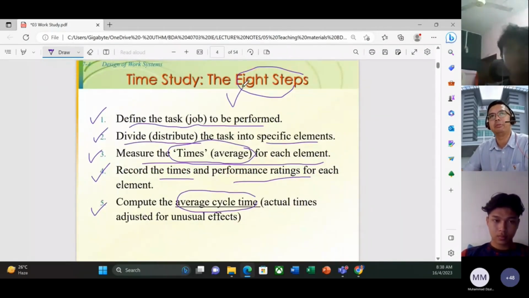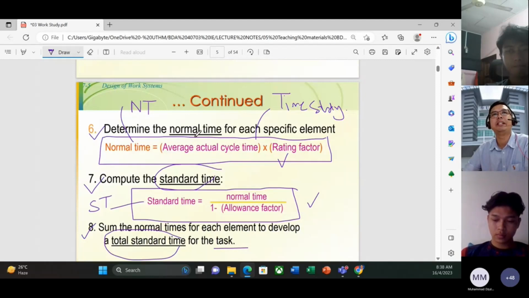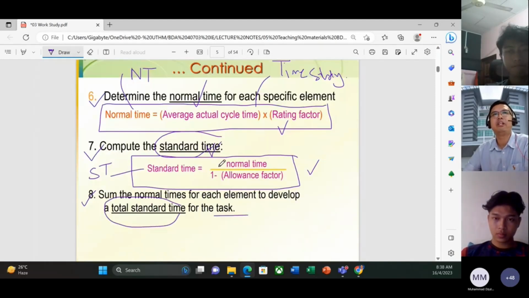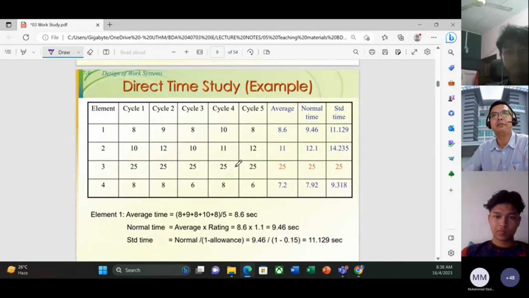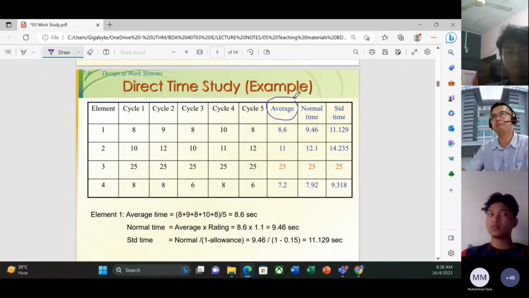Okay, the first thing, please remember our example here. Time study, 8 steps. We have to define the job task, divide it into separate elements, measure the time, record the average, and record the performance rating. They give the average cycle times, and we want to determine normal time and standard time. To get the standard time, we have to calculate the normal time. To get the normal time, we need to calculate the average actual cycle time. Don't worry. The first thing you have to do is calculate this average time. Please use your calculator and double check whether this answer is correct.